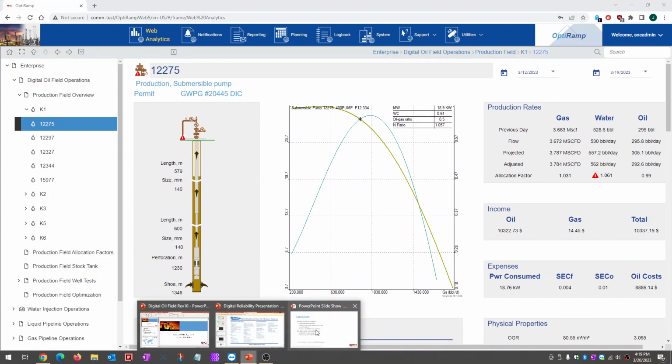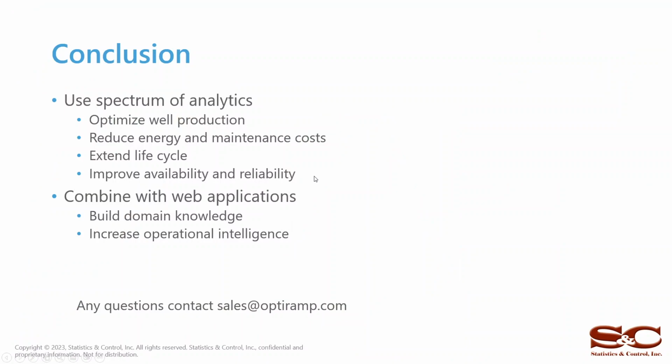So with that, we'll just hop back here to our conclusion. And so we use a spectrum of analytics to help optimize well production. The whole idea is to help reduce energy and maintenance costs, extend the life cycle of your rotating equipment, and improve the availability and reliability of rotating equipment. And so we combine our simulation with our web applications, and we help build that domain knowledge and help increase that operational intelligence.